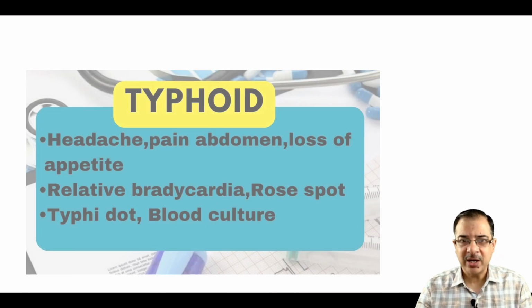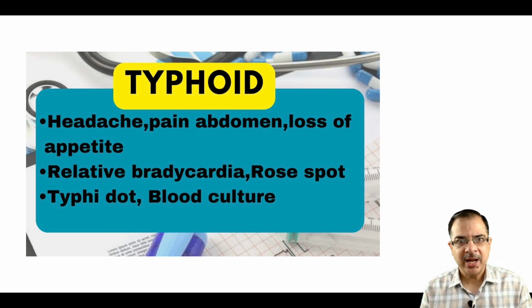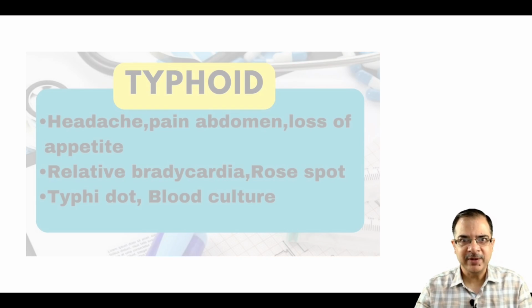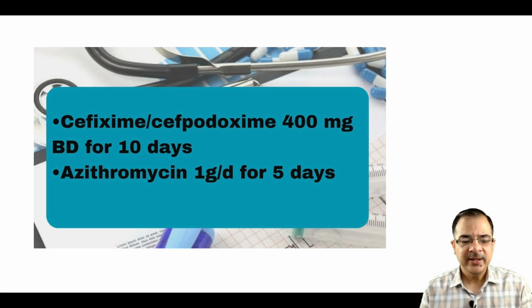Come to the next undifferentiated fever. Patient has headache, pain abdomen, loss of appetite, relative bradycardia, rose spots, coated tongue, and Typhidot is positive. Blood culture is positive for salmonella. So this is a case of typhoid fever. So let's see how the typhoid fever will be treated. We give cephalosporins for at least 10 days. That is cefixime 400 milligram twice a day for 10 days.